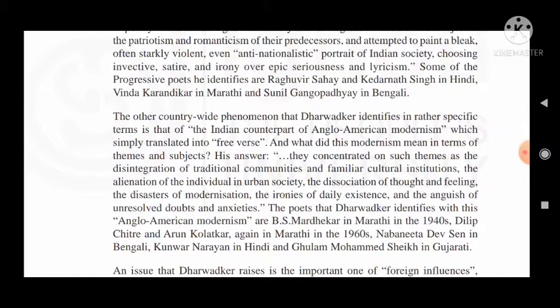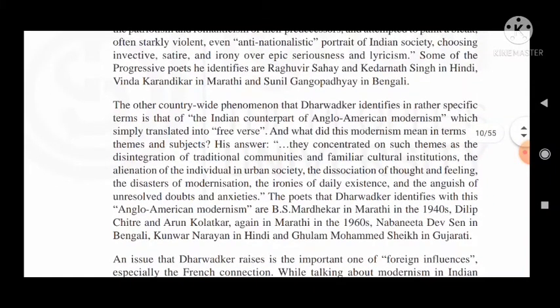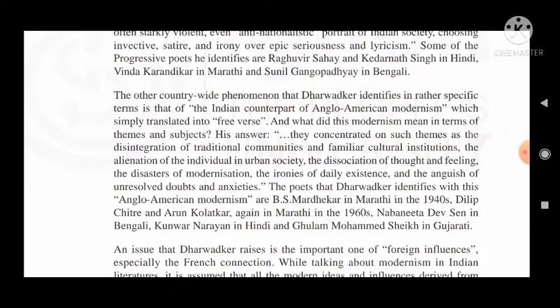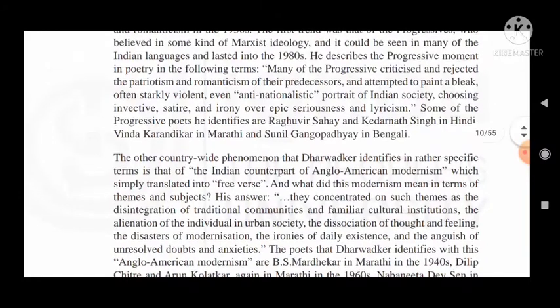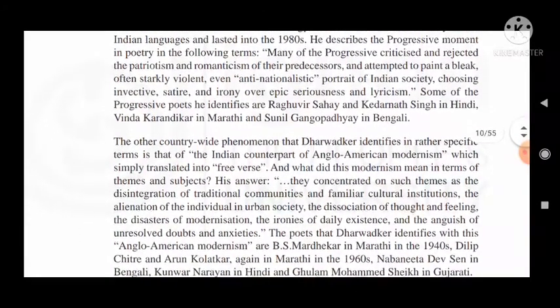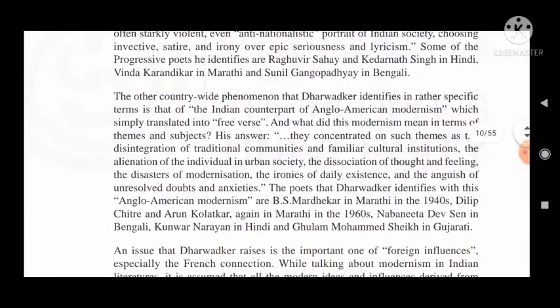Some of the progressive poets he identifies are Raghubir Sahai and Kedarnath Singh in Hindi, Vinda Karandikar in Marathi, and Sunil Gangopadhyay in Bengali. These poets painted an anti-nationalistic portrait of Indian society, choosing invective, satire, and irony over epic seriousness and lyricism.